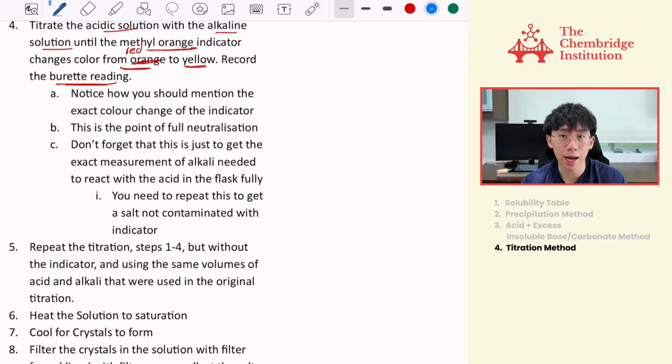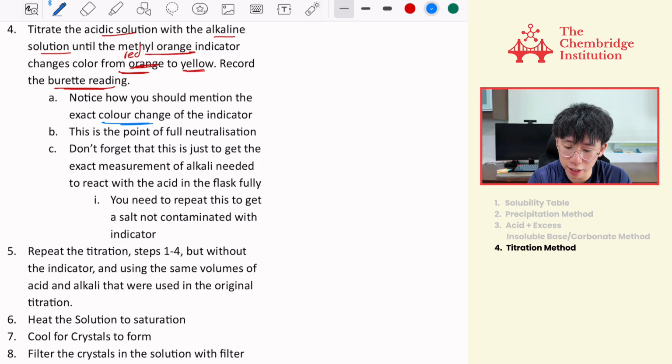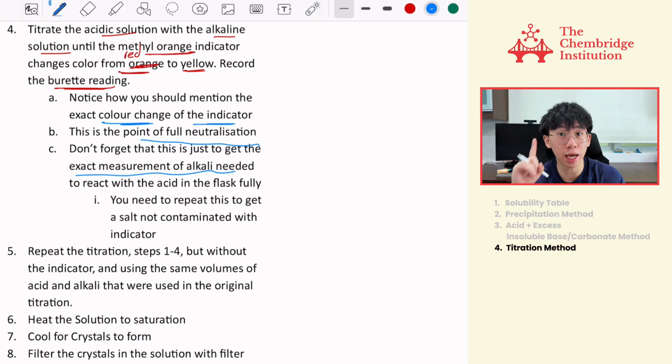Also notice how in my procedure over here, I mentioned the exact color change of the indicator, and do realize that this is the point of full neutralization. And don't forget that this is just to get the exact measurement of alkali. We cannot use the product of this solution. Yes, we have our soluble salt, but remember we added pH indicator. This is an impurity and we don't want that. And we don't have a way to separate out the pH indicator afterwards.